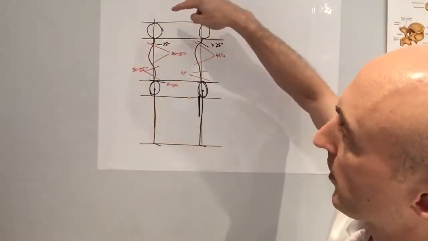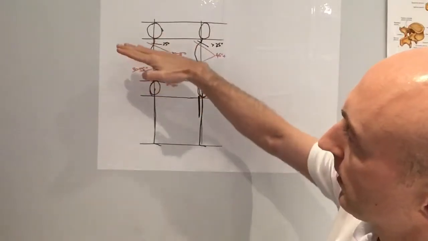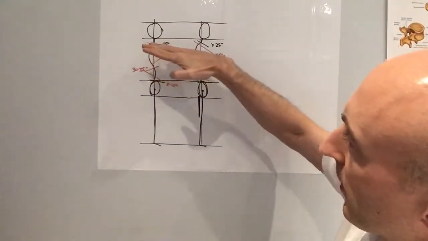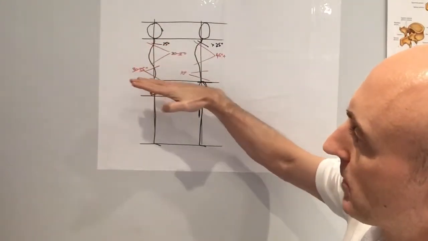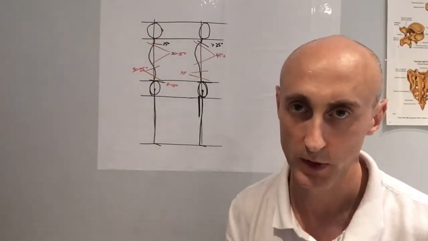As I was saying in my previous video, your head should be centered over your center of gravity. Your rib angle should be about 25 degrees, and your pelvic inclination in men is about 8 to 10 degrees, and women around 10 to 12 degrees.